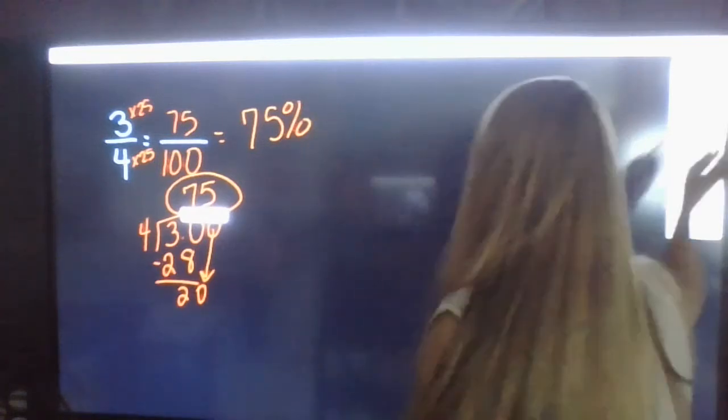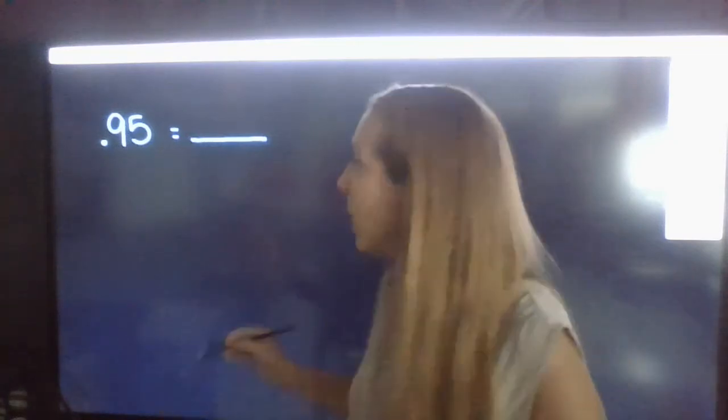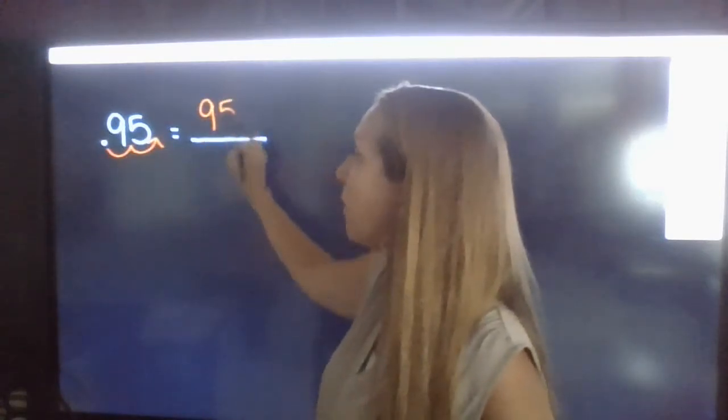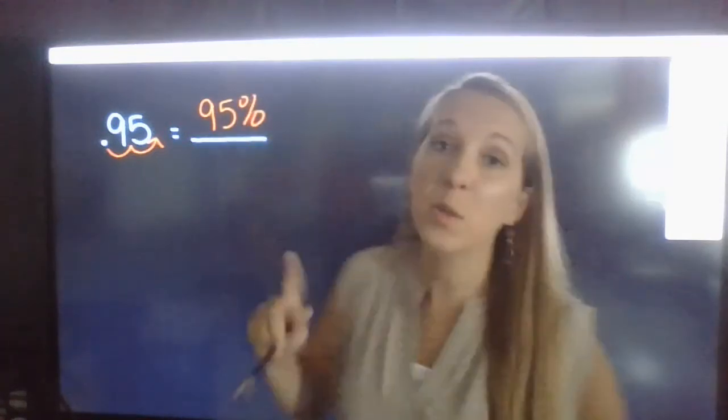All right, so let's look at taking a decimal to a percent or a fraction. To take it to a percent, all you have to do is multiply by 100. That means we're getting bigger by 2 place values, so we could move our decimal 2 places to the right. That gives us 95%. Now, here's what's really cool about this.